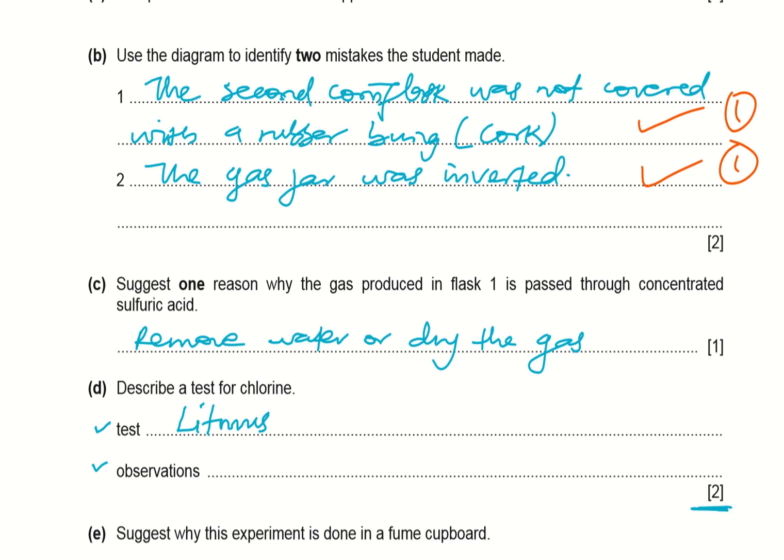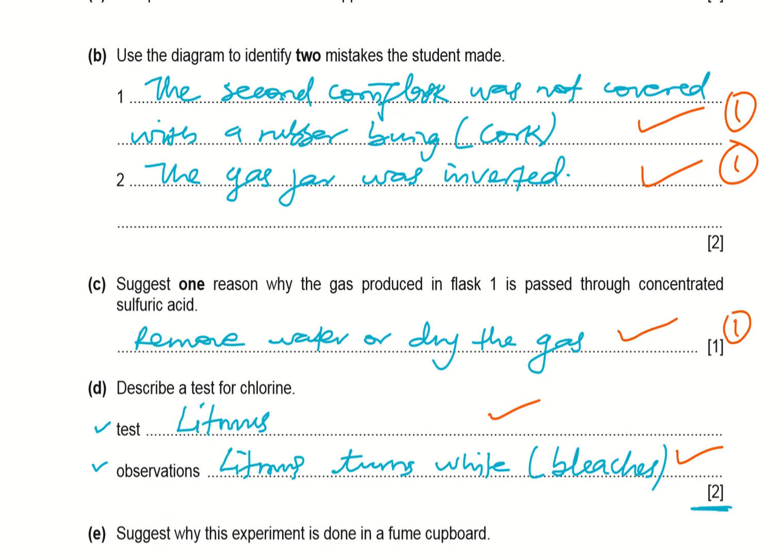So the observation is that the litmus turns white, or you say that chlorine bleaches the litmus paper. So you score your 2 marks here, and of course your 1 mark here. That's how the marks are distributed. Very important that you know that.